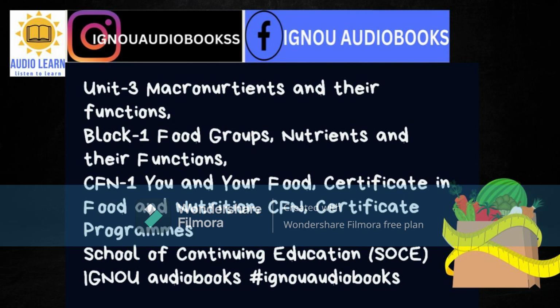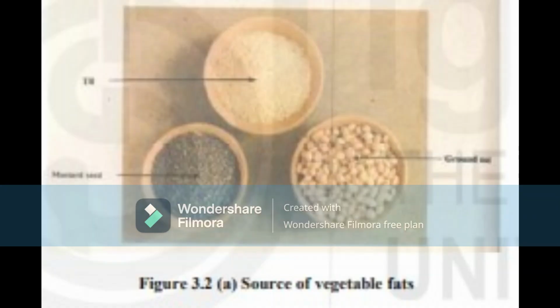Sources. Fats are obtained from vegetable as well as animal sources. What constitutes these two sources? Vegetable sources. Vegetable cooking oils are extracted from oilseeds and nuts such as groundnut, mustard, sesame, til, soya bean, cottonseed and coconut. Figure 3.2 A. Source of vegetable fats.